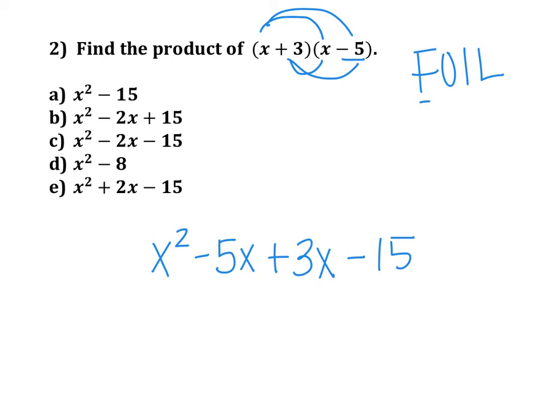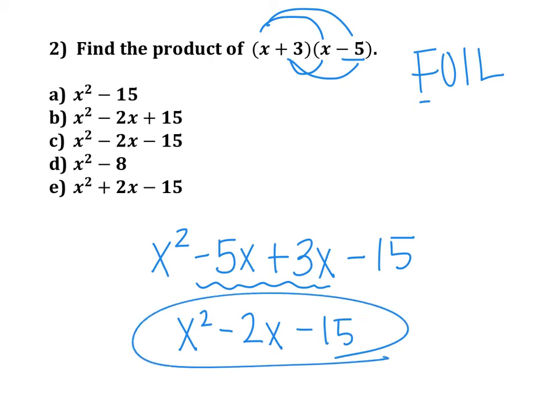Now, before you stop the problem, you need to make sure if there are any like terms, which we have here, you need to combine those to simplify it as much as possible. You have negative 5x plus 3x, which gives you a negative 2x minus 15. So our answer on that one should have been C.